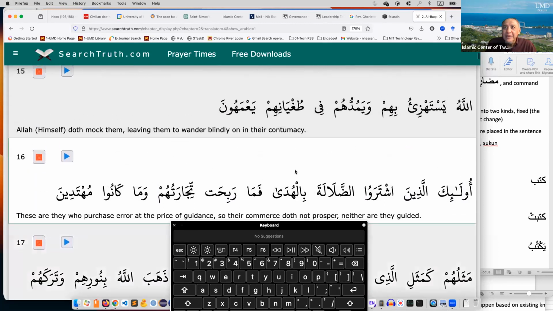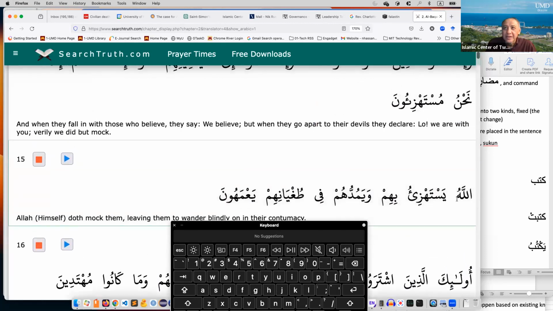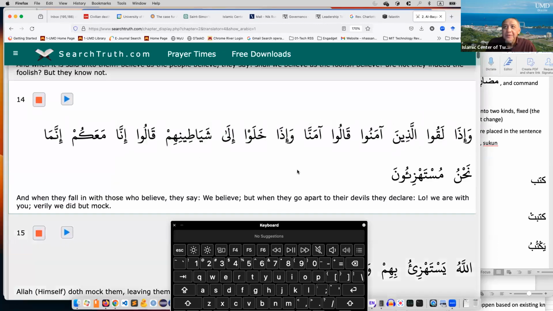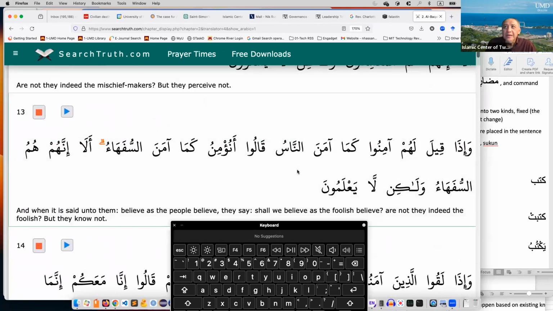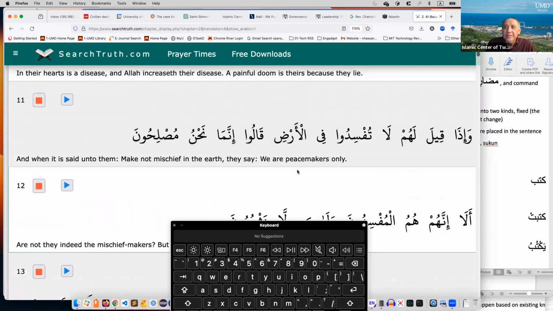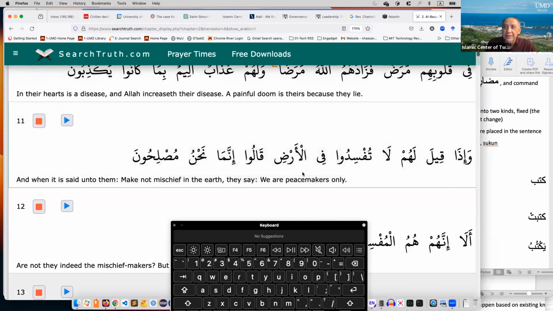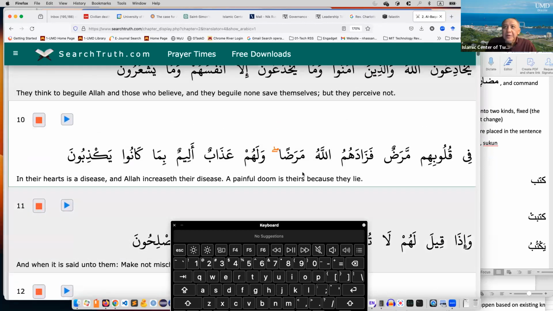Let's try to find one. This one is easy, right? Allahu yastahzi'u, we know that already. Okay. I want to find something that's a bit easier, because some of these, for example, are something else, so we don't want to make it too hard.